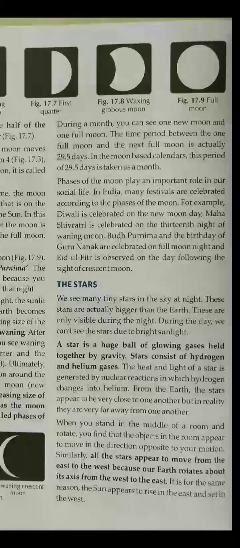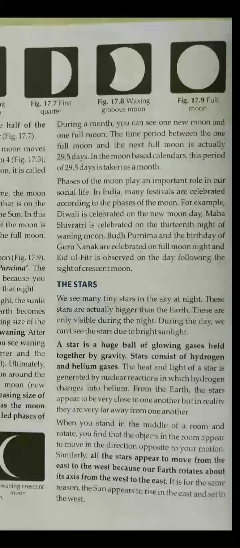Our next topic is the stars. We see many tiny stars in the sky at night. These stars are actually bigger than the earth. These are only visible during the night. During the day, we cannot see the stars due to the bright sunlight. A star is a huge ball of glowing gases held together by gravity. Stars consist of hydrogen and helium gases. The heat and light of a star is generated by nuclear reactions in which hydrogen changes into helium.